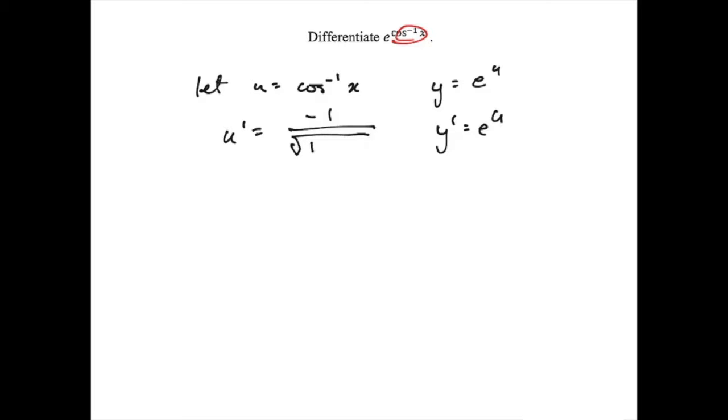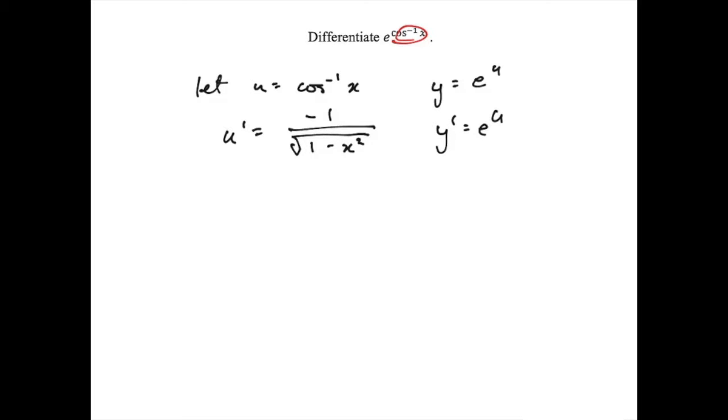Differentiate e to the power of inverse cosine x. So hopefully you guys recognize this one as a chain rule. We have a function of x in our exponential function, and a function of a function is our chain rule. So we want to let u equal inverse cosine x, and then our y is e to the u, because we know that one's really easy. It's e to the u. For the derivative, the derivative of u with respect to x is negative 1 over root 1 minus x squared.